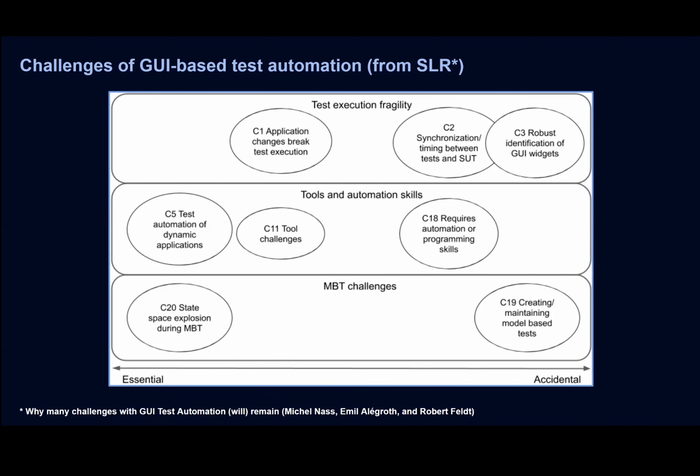Accidental are challenges that we actually can do something about. And essential are challenges that will remain, and we cannot really mitigate them completely, or maybe at all. So we need to focus on the ones that are accidental, to the right here.